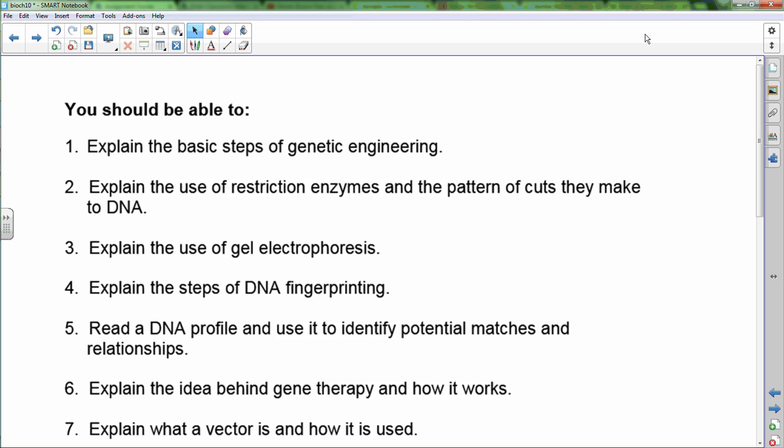You guys learned a little bit more about vectors when you were doing your gene therapy assignment yesterday. Just that you don't need to know any specific types or anything. It was just that vectors are things that can be used to put DNA into a cell.